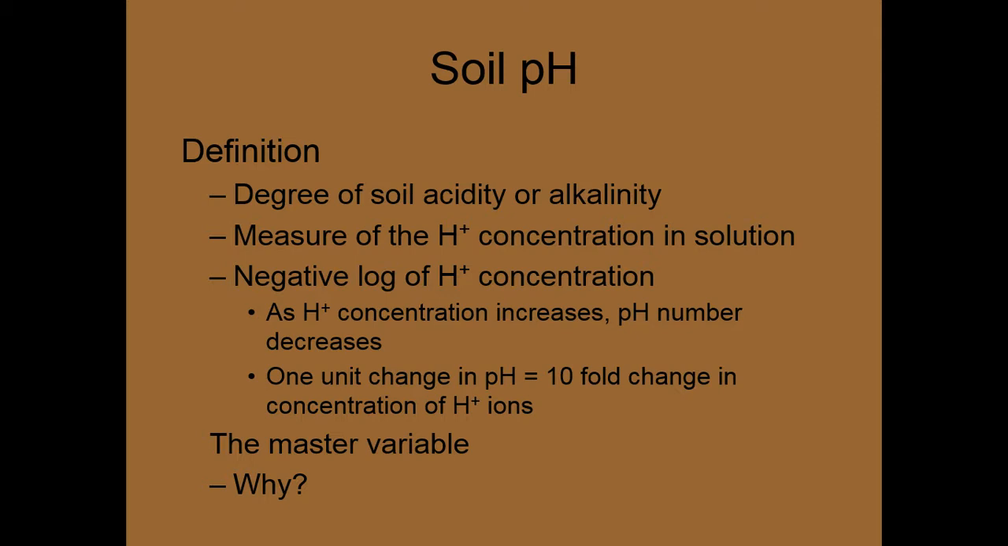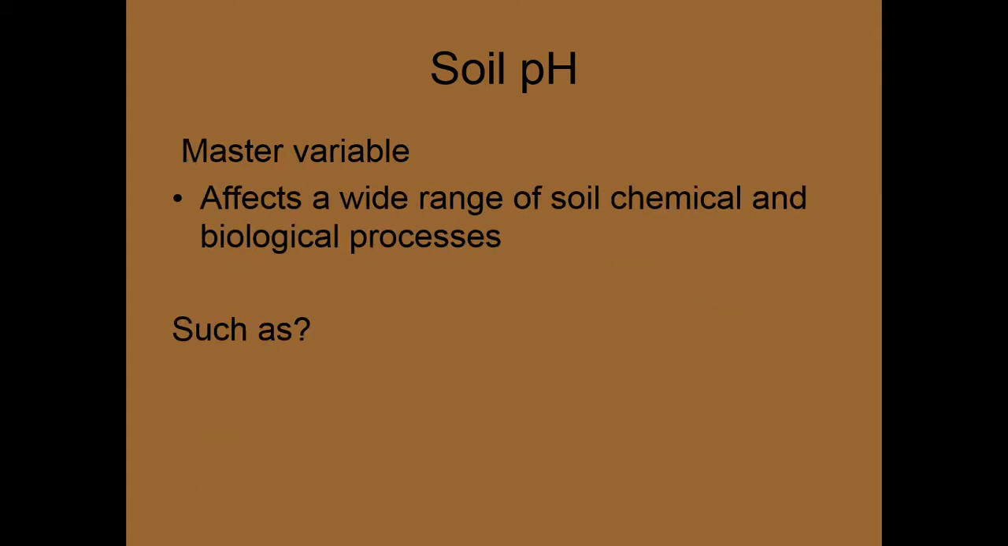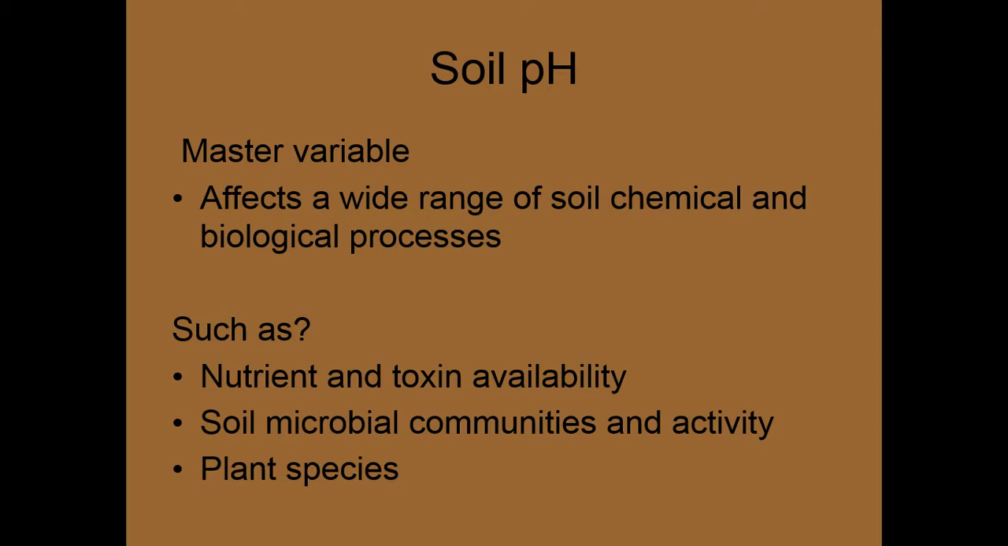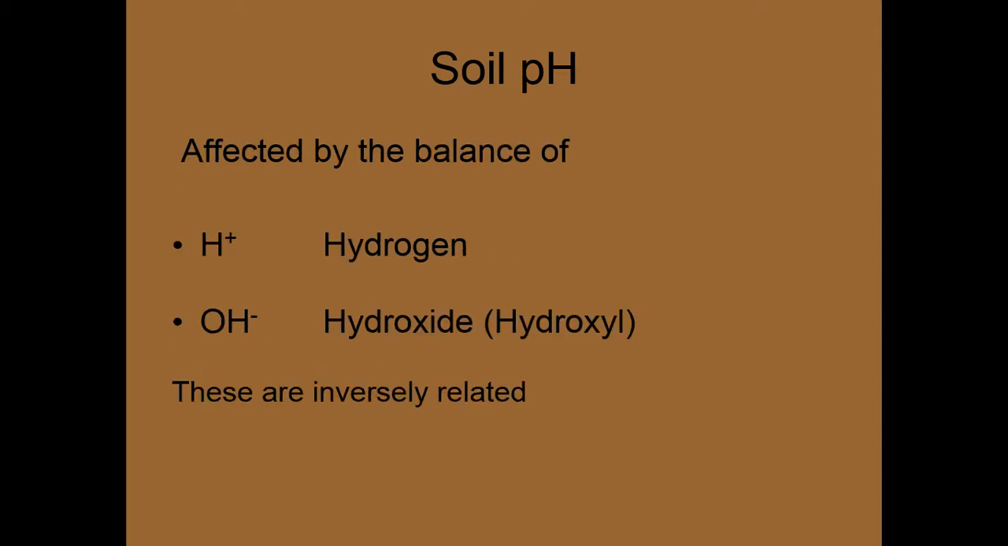And pH is often called the master soil variable. Why, you might ask? That's because it affects a wide range of soil chemical and biological properties such as nutrient and toxin availability, soil microbial communities and their activity, and plant species' ability to grow on a site.